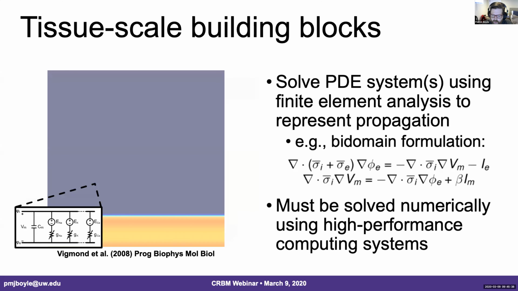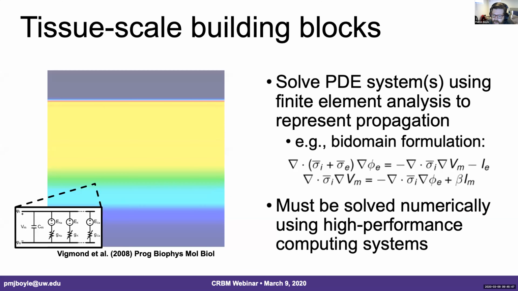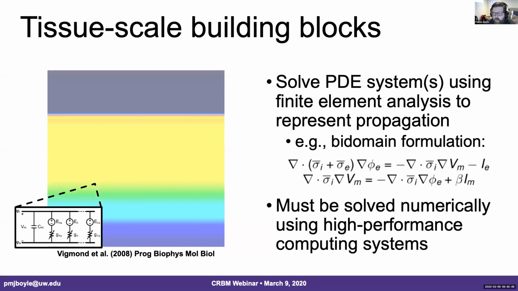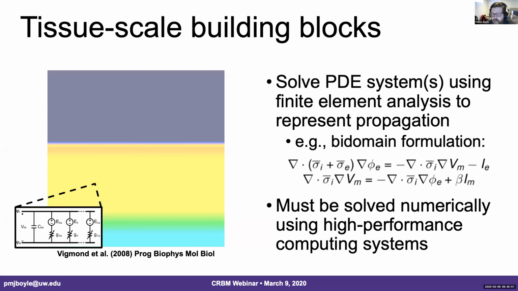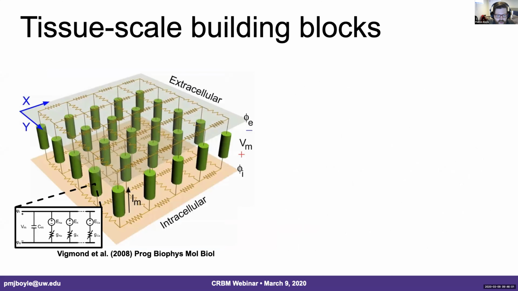It's very difficult to find analytical solutions because of the hundreds or thousands of state variables and parameters that come into play at the cell scale. And generally speaking, for problems of any spatial complexity, we need to use high performance computing systems in order to solve a clinically interesting number of heartbeats in these systems.